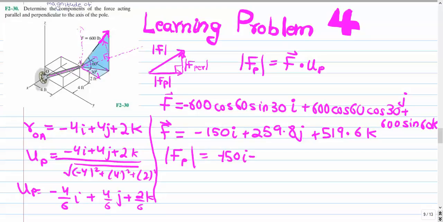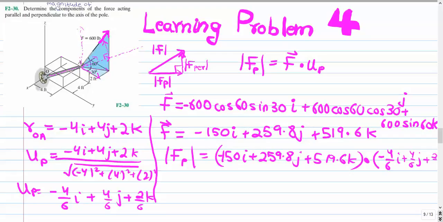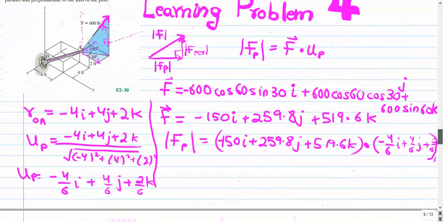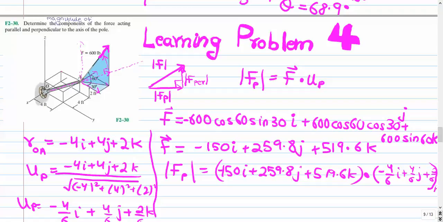By taking the dot product of the force vector with the unit vector. There's a k at the end here. Sorry about that. Okay.